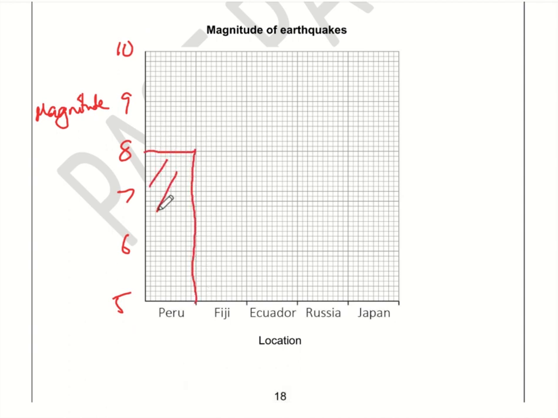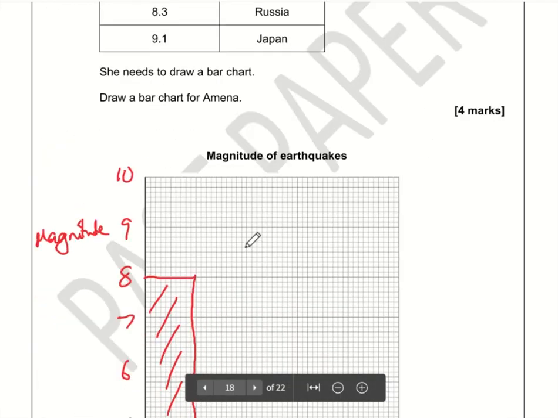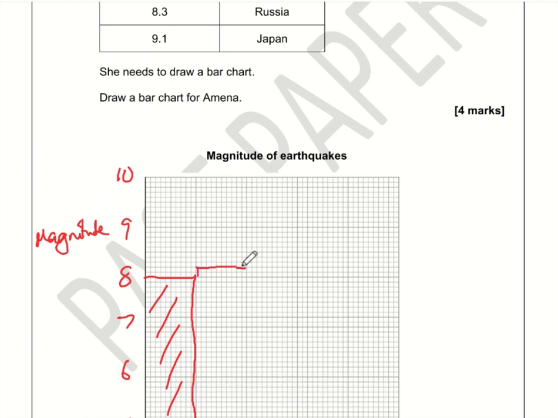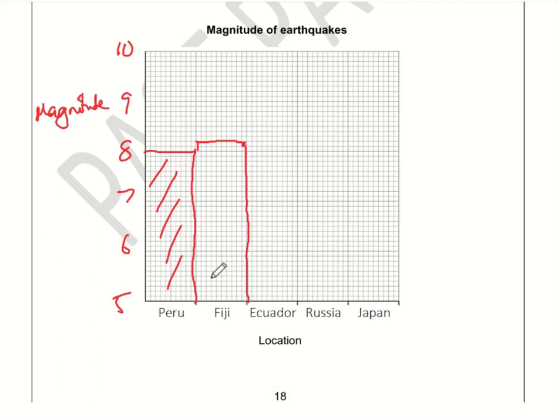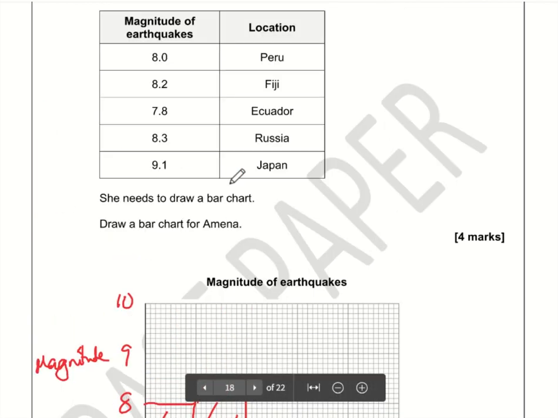So for this part, you should use a pencil and a ruler. Fiji is 8.2, so 2 little squares above that. Okay. I don't know why I'm shading them. You don't have to shade them in.